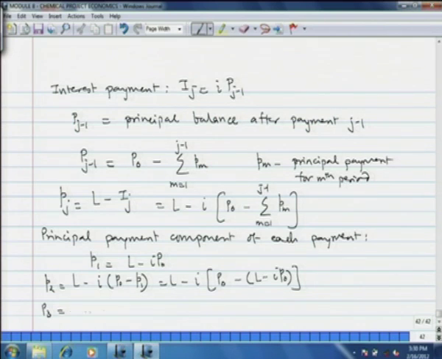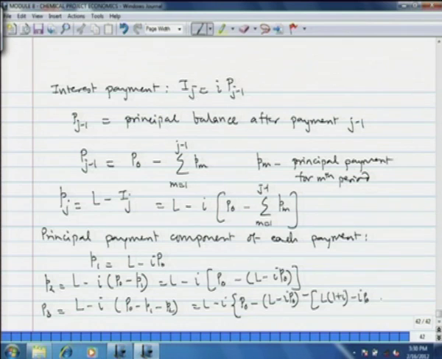So P3 is equal to (L − I P0 − P1 − P2), and then we substitute for that: L − I P0 − L − I P0 ... − L(1 + I) − I P0 (1 + I). You just keep on substituting for P1, P2, and so on and so forth.